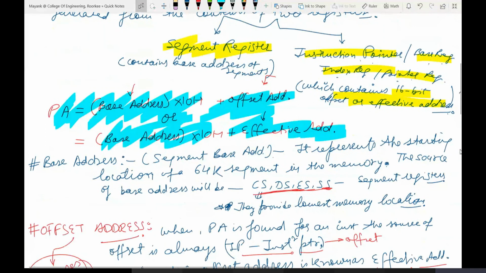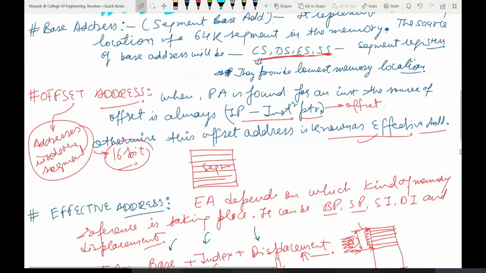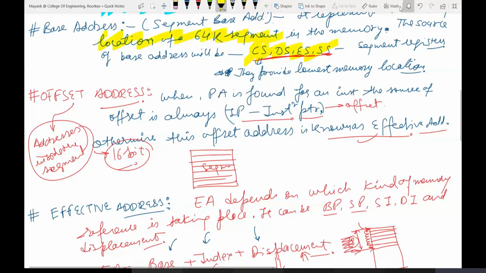Next we have the definition of base address. It is the value which is coming from the segment registers. We need to take care of this. Whatever value they provide from where the segment is getting started, it is the starting location of the segment. It is also the lowest memory location. So that is what your base address is.